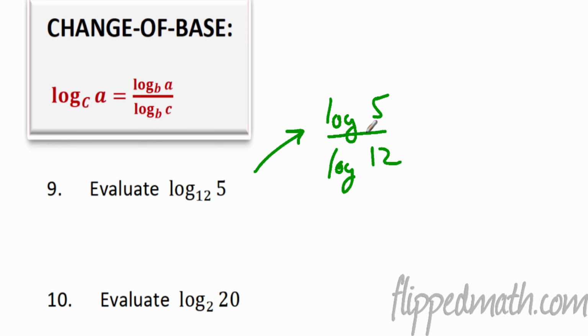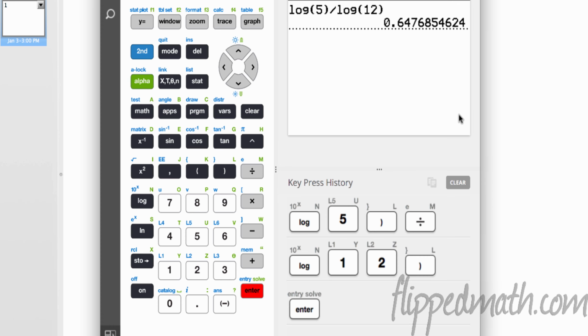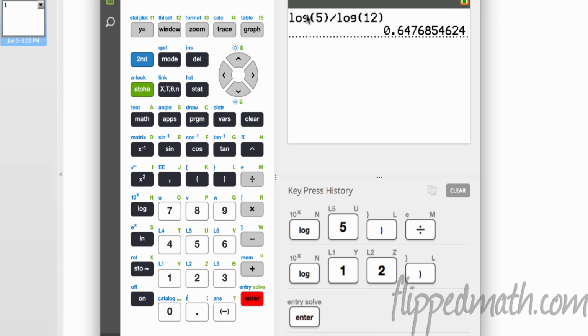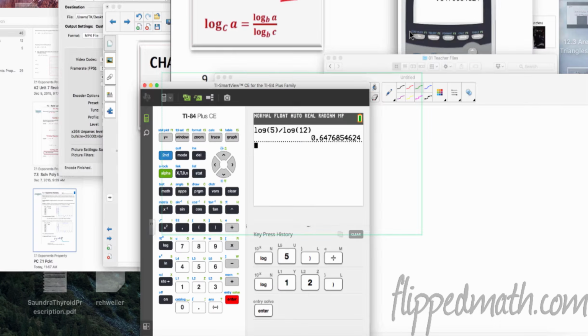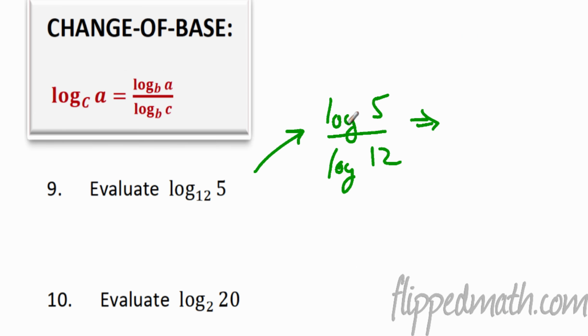The exponent I use on 10 to get 5? Well, that's ugly, and this is ugly too, so we need our calculator. So let's bust out that calculator. Okay, so here's my awesome calculator simulator here. And look, log base 10 of 5 divided by log base 10 of 12. You get 0.647. I'm going to round that up. We're going to go up 4 places. 0.6477. All right, so this equals 0.6477.